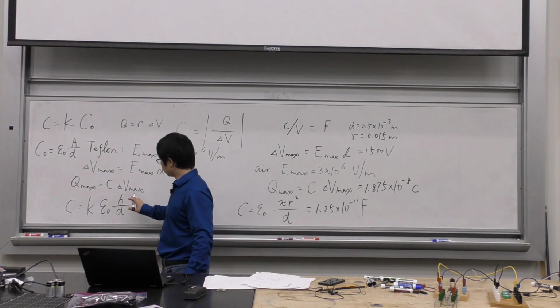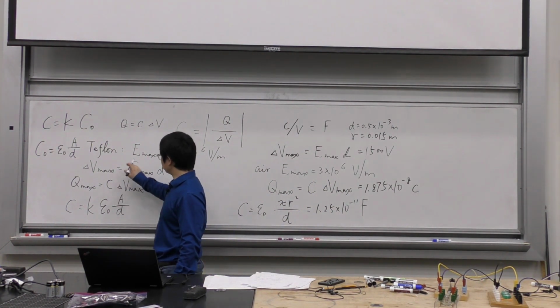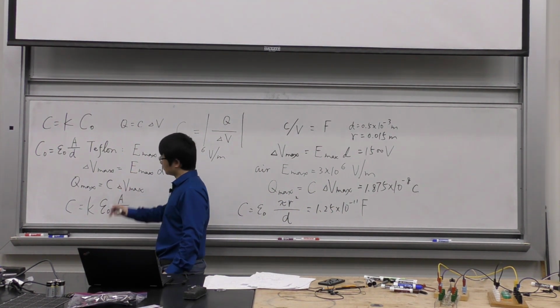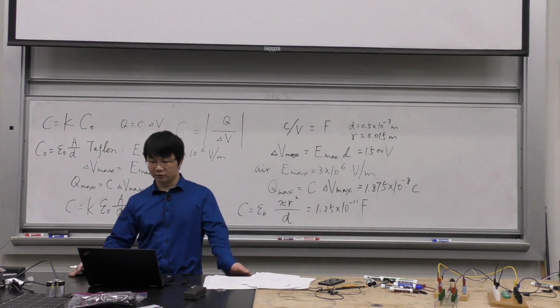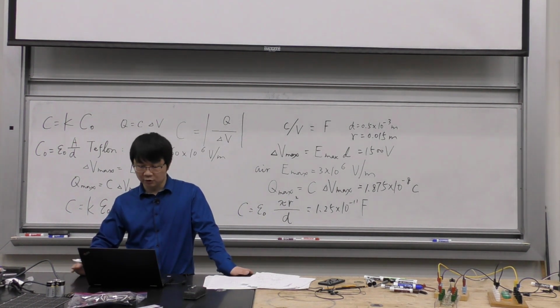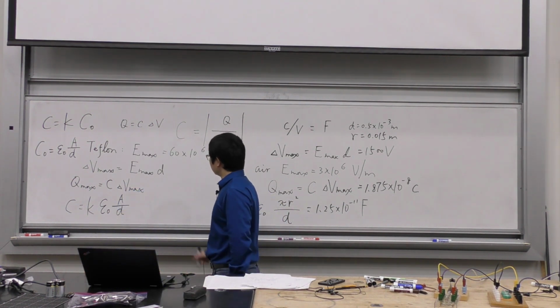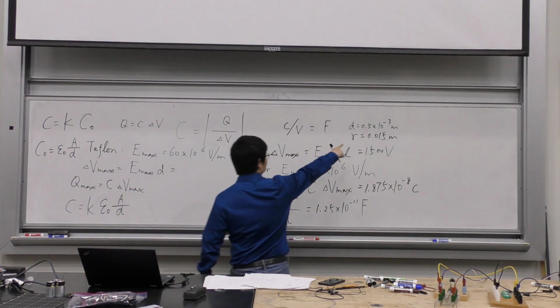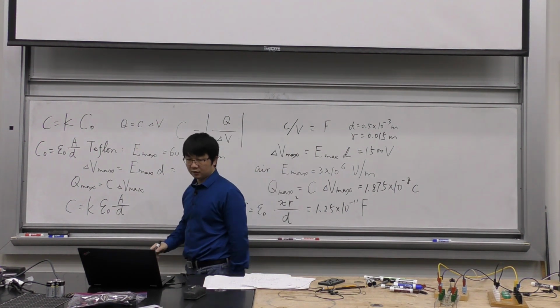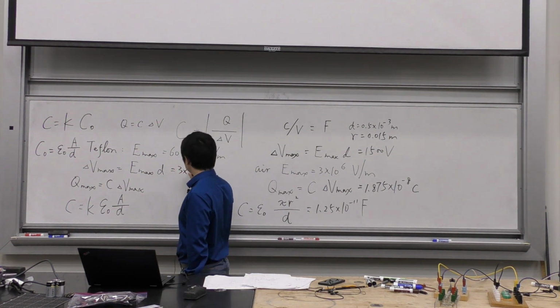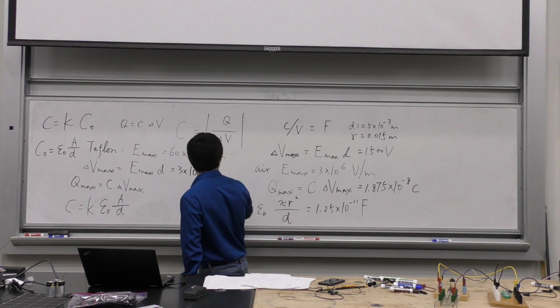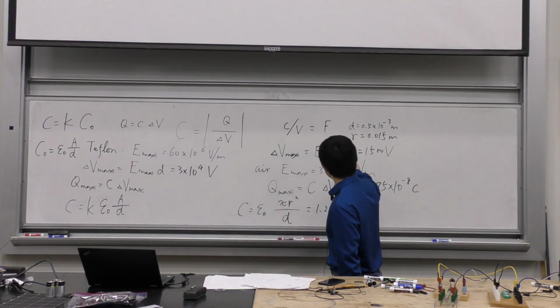And then you're going to use this new C, and then this maximum voltage you found. You can find the maximum charge this capacitor can store. Okay? Now you can pause the video, do the algebra. Now this is easy, right? The distance is still the same. You multiply them together, it's going to be 3 times 10 to the 4 volts. So it's going to be 20 times larger than this.